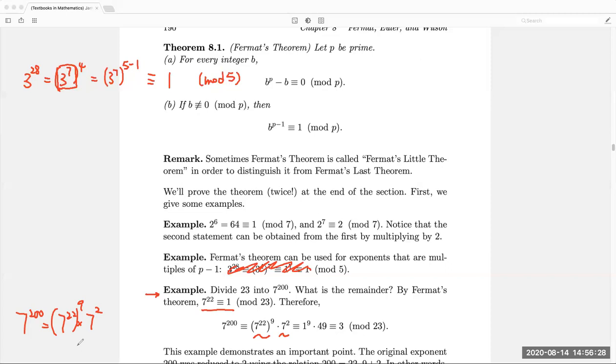Then, if no question, let's have a look at the next statement.